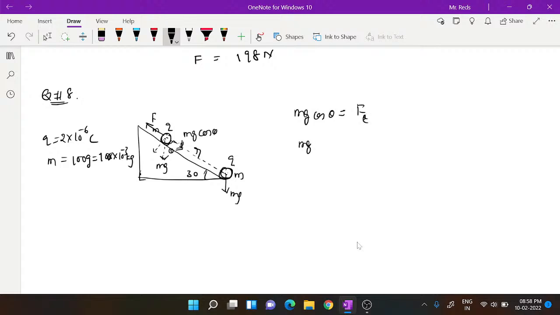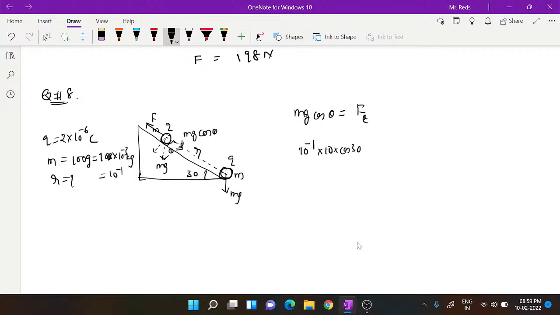This is mg cos 30. Let us substitute the values also. The question is, what is the distance between them so that it should be in equilibrium? For what distance? So let us say m is 100 into 10 power minus 3, which is 10 power minus 1. 100 can be expressed as 10 power plus 2, minus 3, so 10 power minus 1, into g is 10, into cos theta, which is 30.